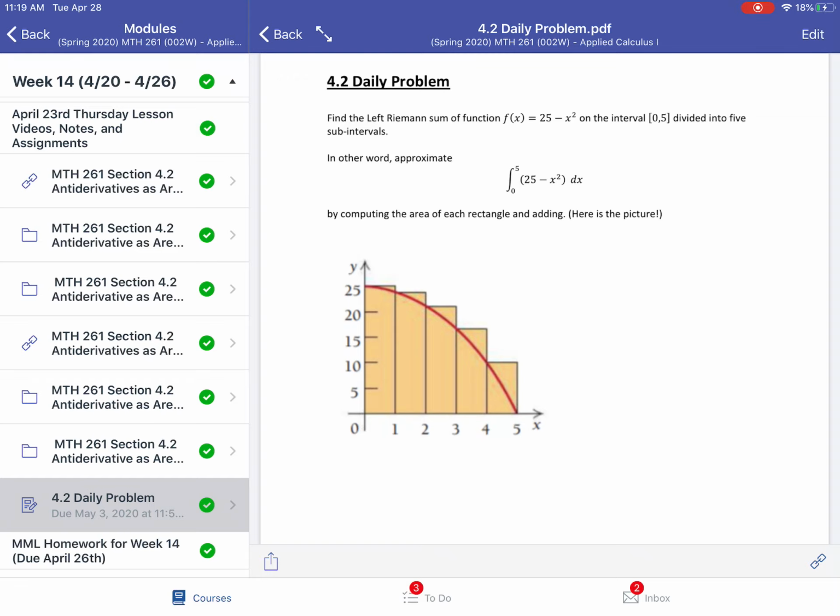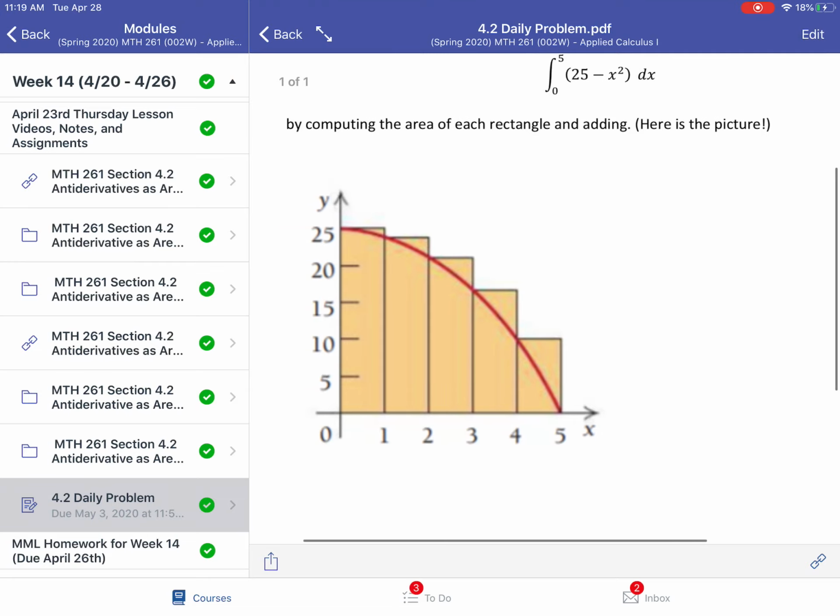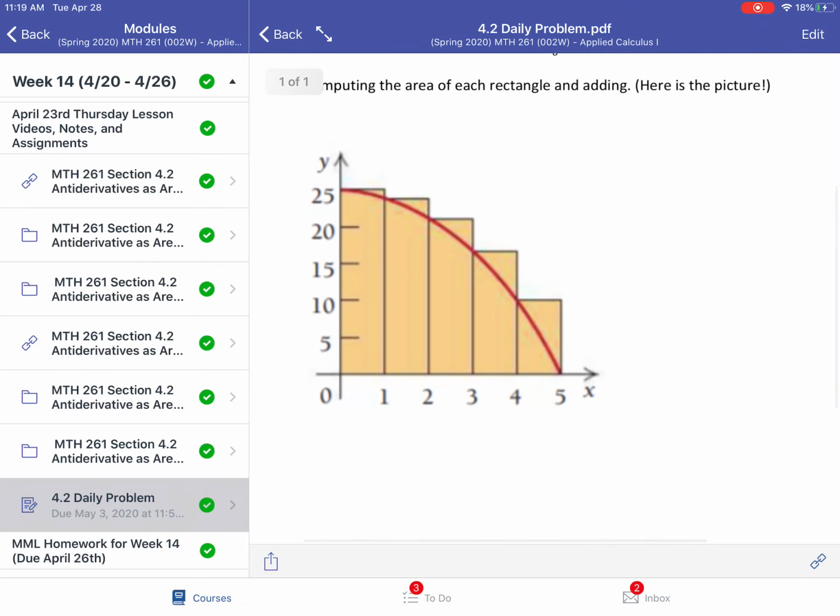I asked you to divide into 5 subintervals, right? 5 rectangles, and you found the areas of these 5 rectangles and added them. Now, you knew that answer wasn't going to be exact, because take a look at these orange rectangles sticking out of that curve. So we were definitely overestimating the area under this curve, right?